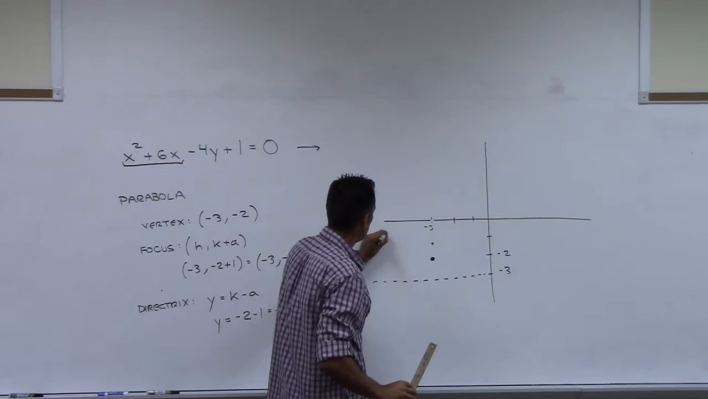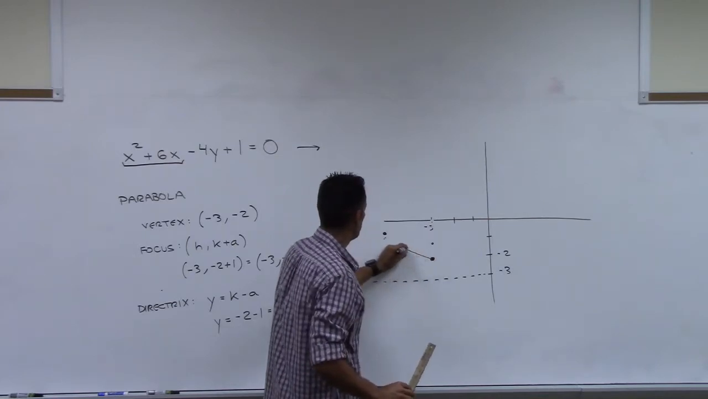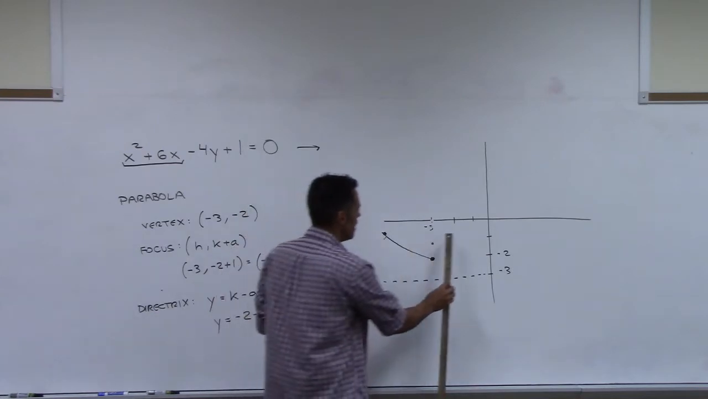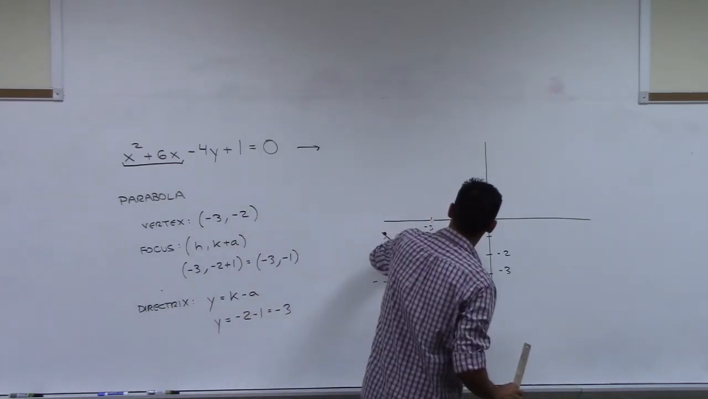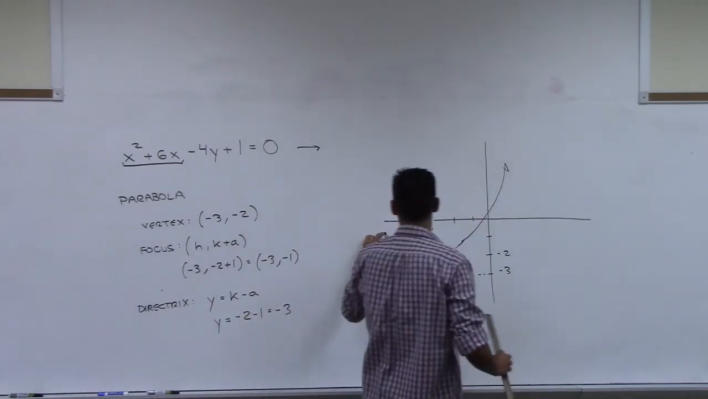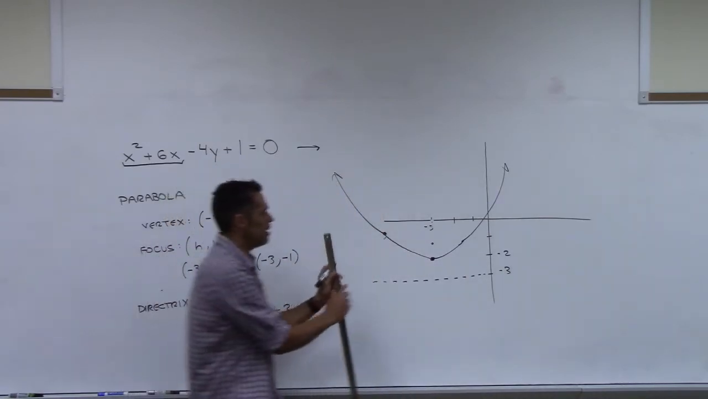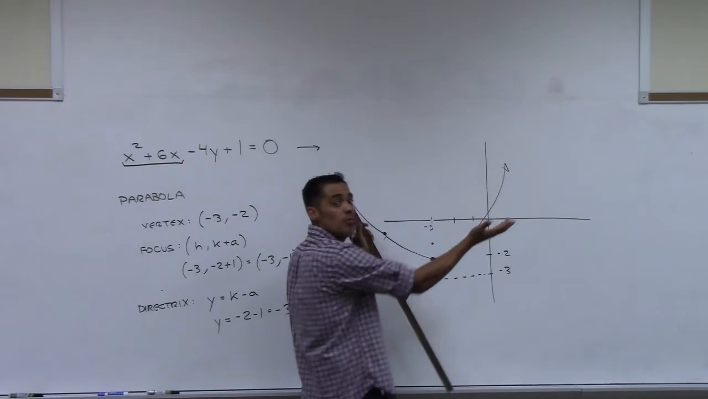This point will lie on the parabola. So I know my parabola goes something like that. And I could do the same thing on this side, and it would go like this and open up. That kind of makes sense. That distance measurement is what controls how narrow and wide it is.